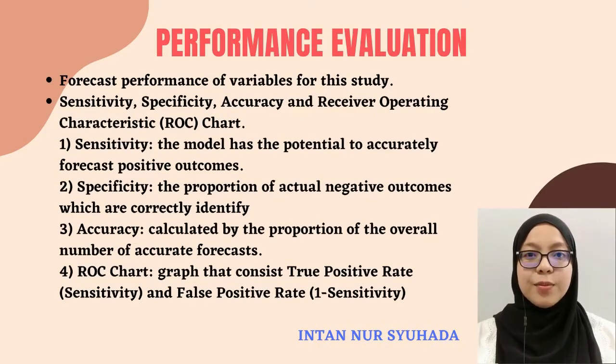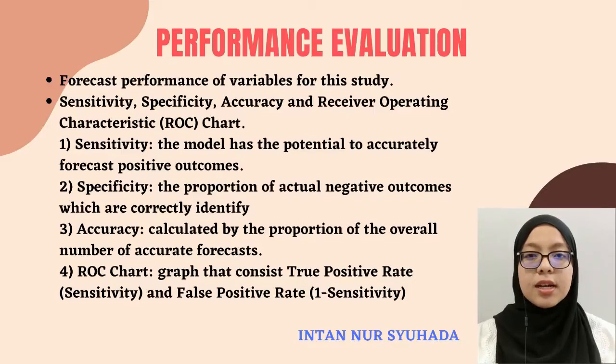Then for this section, performance evaluation is used to forecast the performance of variables in this study. Some of the criteria that will be measured are sensitivity, specificity, accuracy, and the receiver operating characteristic ROC chart. To be detailed, sensitivity is the model's potential to accurately forecast positive outcomes. Next, specificity is the proportion of actual negative outcomes correctly identified. Then accuracy is calculated by the proportion of the overall number of accurate forecasts.